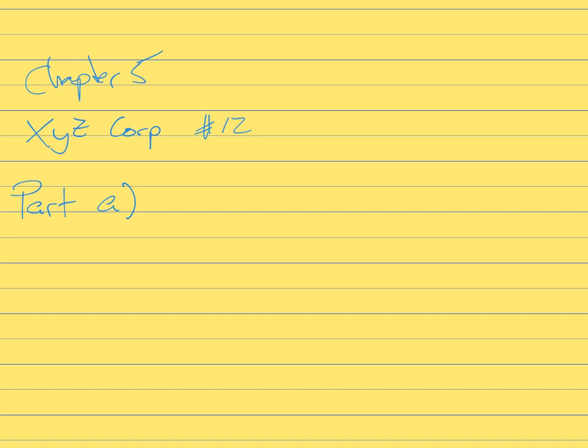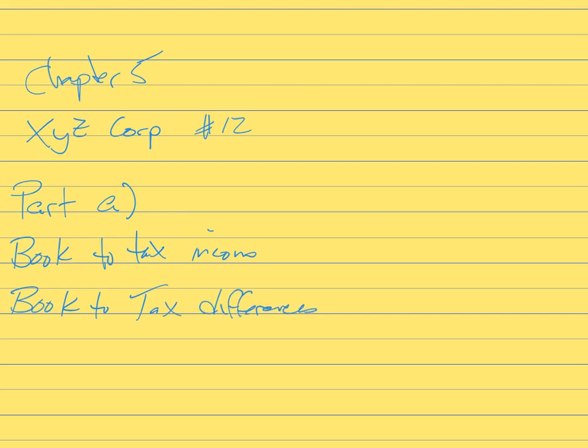So what we're going to do is, for part A, we're going to reconcile book income to taxable income. So we're going to go book to tax, and we're going to look at book to tax differences. And we're going to discuss which ones are temporary and which ones are permanent.